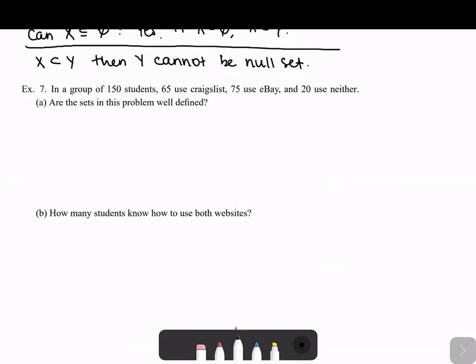That's a subjective opinion. So for example, if we were going to go up to each of these 150 students and ask them, hey, do you use Craigslist? And hey, do you use eBay? Then they would give us a yes or no answer, and it would be really easy and simple and straightforward to put them in one of these sets. So yes, these sets are well defined.